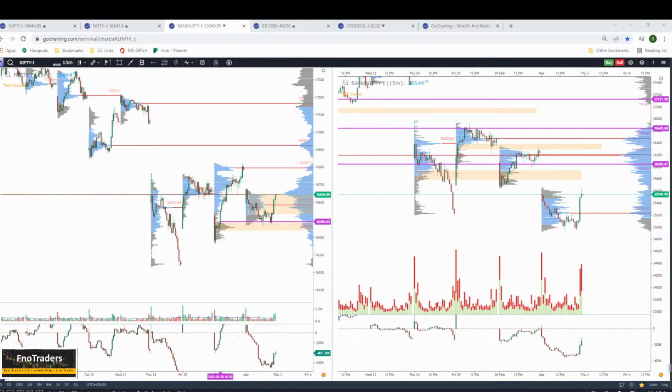Cumulative tick, I mean cumulative delta, not sure, but no, I don't have an SMA, so nothing on the cumulative delta.